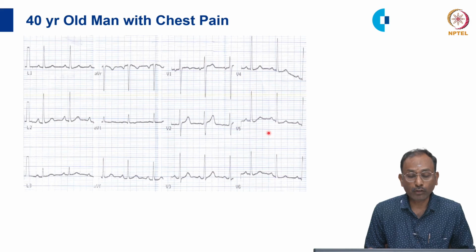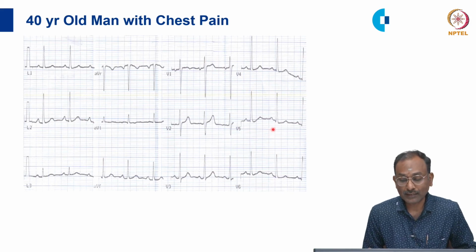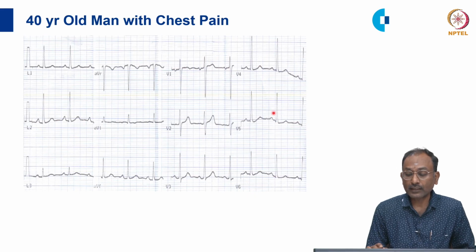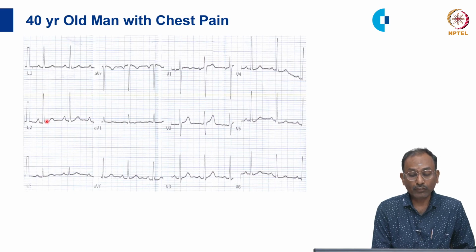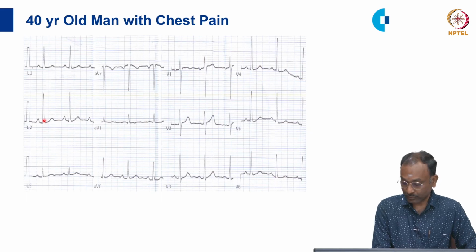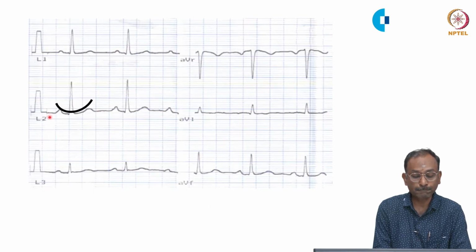So, this is a 40-year-old male with chest pain, and what is the characteristic ECG change here? This patient does not have a significant ST depression or T inversion, but there is an upsloping ST depression in lead 2. So, we should not confuse this upsloping ST depression for an ischemia. So, how to differentiate between upsloping ST depression and a downsloping ST depression or a horizontal ST depression?